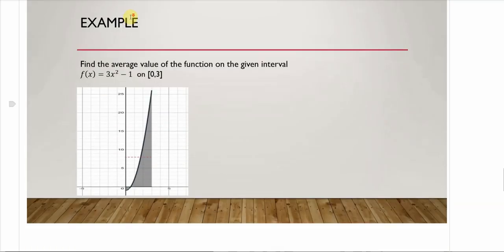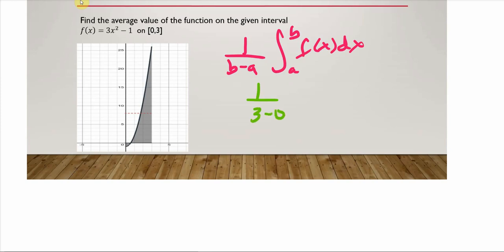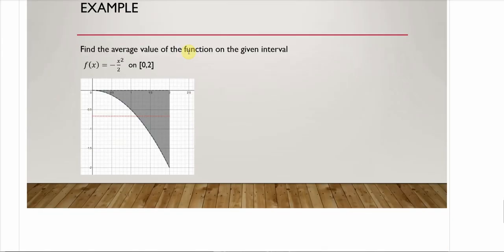Okay. So how do you set these up? Well, it's very simple. If I use the formula, I'm just going to say 1 over b minus a, the integral from a to b of f of x dx. That's it. So when I do it, I'm going to have 1 over 3 minus 0, the integral from 0 to 3 of my function, which is going to be 3x squared minus 1 dx. And I'm not going to integrate this. All right. So let me go ahead and set up the next one.